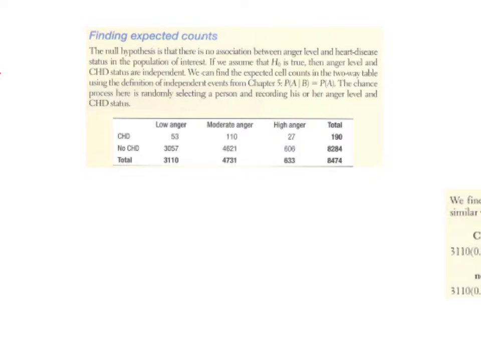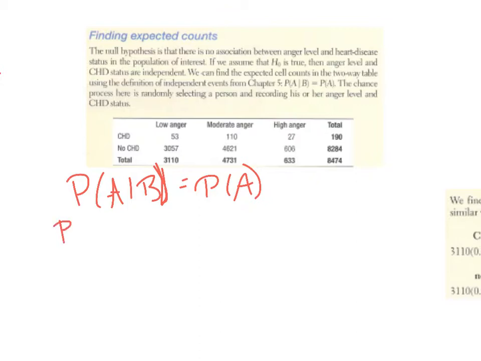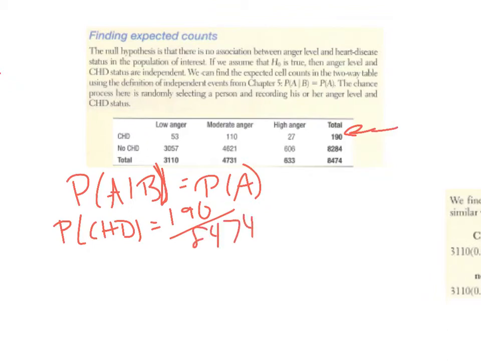So we find our expecteds based off of our null hypothesis. If our null hypothesis is that the two variables are independent, then again, referring back to that, the probability of A given event B is equal to the probability of A by itself would mean that they're independent. So in this particular example, our probability of coronary heart disease is equal to 190 of them. There were 190 in total that had coronary heart disease over 8,474, which is our total people that was looked at and that were observed.